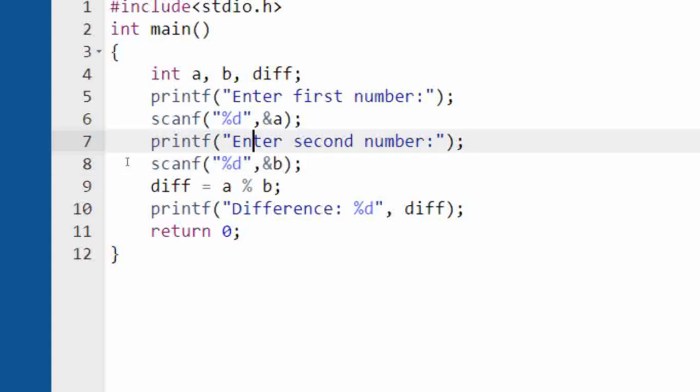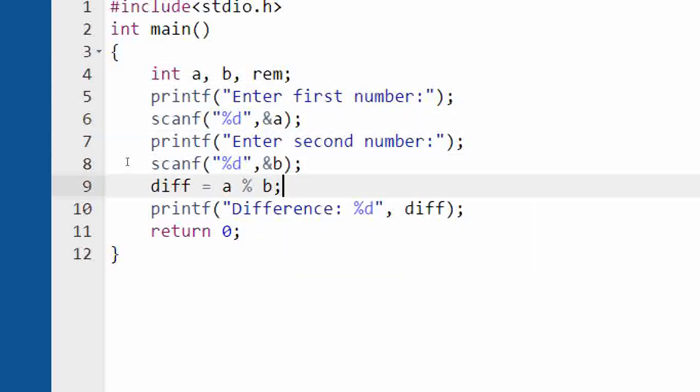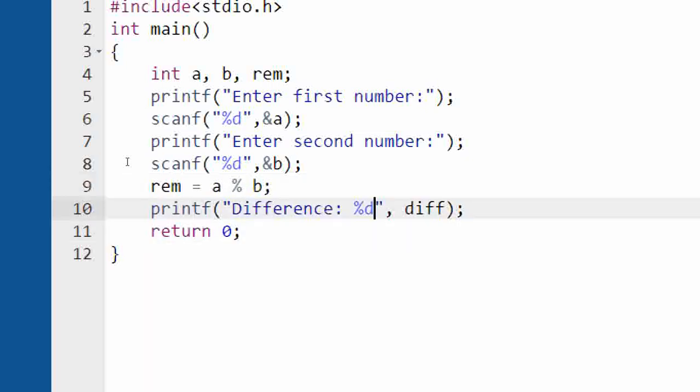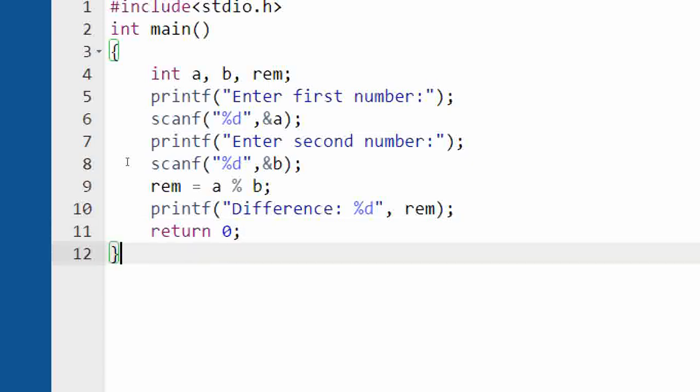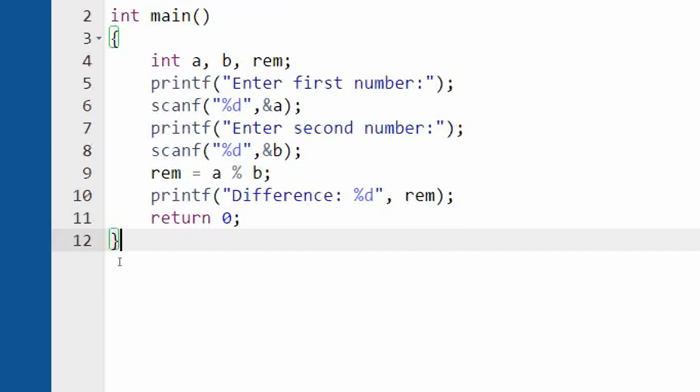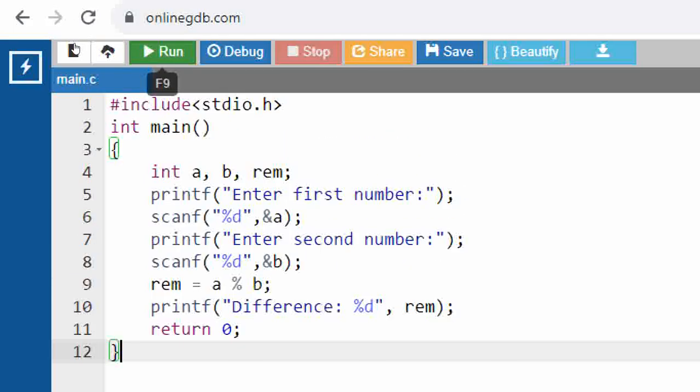So this means what? The first number mod the second. This is the remainder. You can write rem, or remainder also, for a short variable name. So this way, a divided by b, a should be greater, but no problem if it is less also.